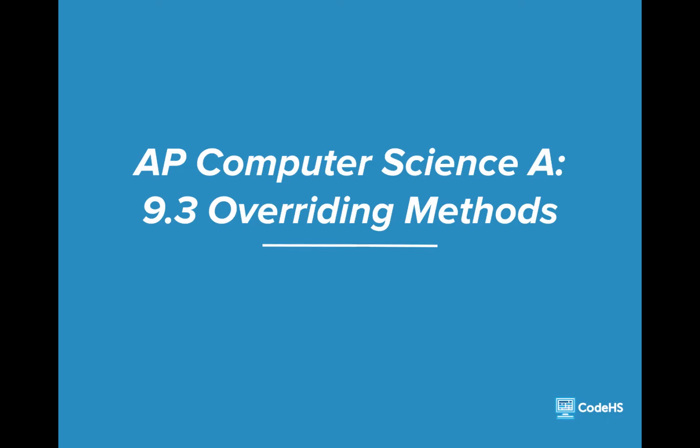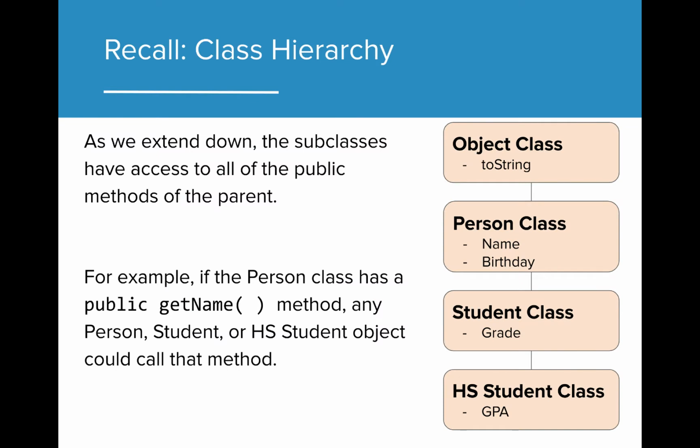Hi, in this lesson, we'll look at overriding methods. Let's get started. Recall from our previous lessons that classes can form a hierarchy where each of the subclasses have access to all of the public methods of a parent. In this example, any public method that is defined in the person class will be available for a person, student, or high school student object.